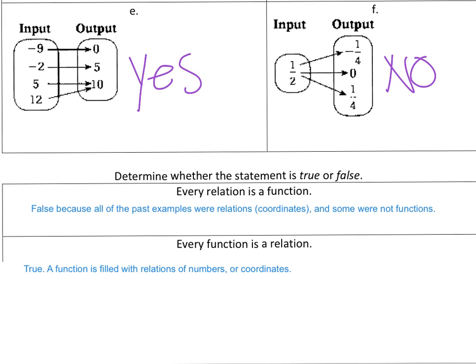Now, with the true and false statements, every relation is a function. That is false because all of the past examples were relations, and some of them were not functions. However, when you flip the words around, every function is a relation because that's where it stems from.